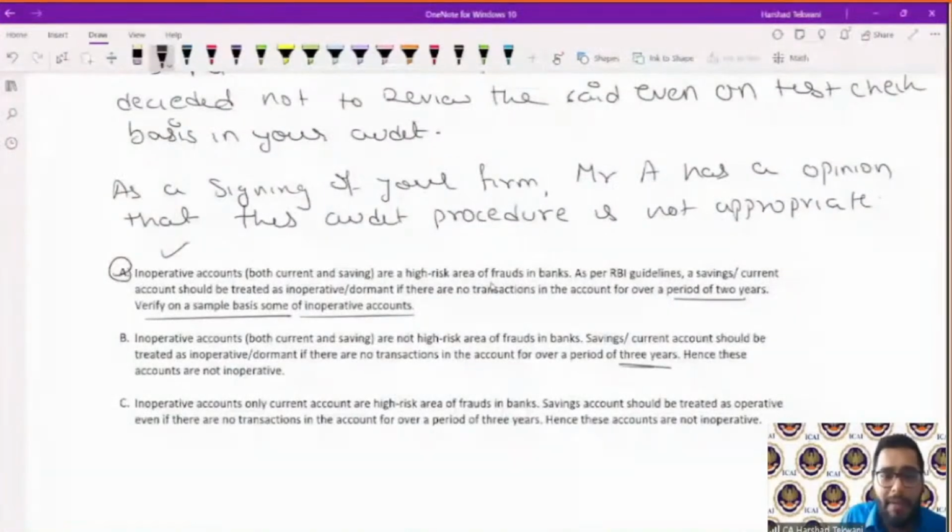Second one, the 3 years is not the correct one because it's a 2-year limit. Third one, only current account are high risk. It's not the case. Both current and saving account are high risk. So C is also not the correct option. The correct option is A.